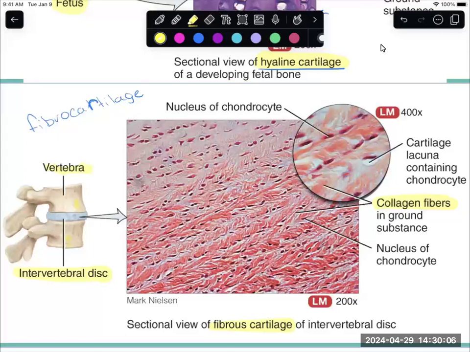Your pubic symphysis, in the front of your pelvis, is a fibrocartilage disc that's made of this same type of tissue here. You can still see the chondrocytes. You can see the dark nucleus of them. You can see them better when they zoom in really close. I've got some better pictures of the fibrocartilage we'll go through here shortly, but these are the ones direct from your textbook.